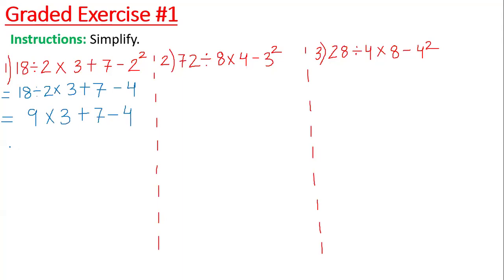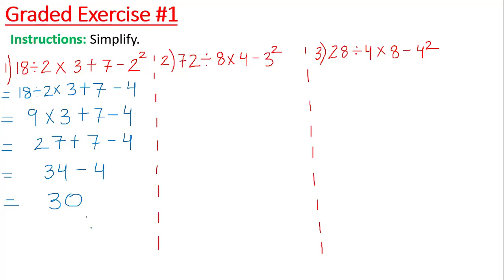What is 9 times 3? 27. Plus 7. Minus 4. 27 plus 7 is what? 34. That's correct. And 34 minus 4 is what? Equals 30. Very good.